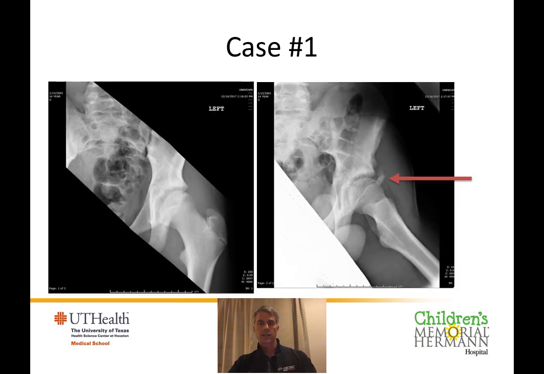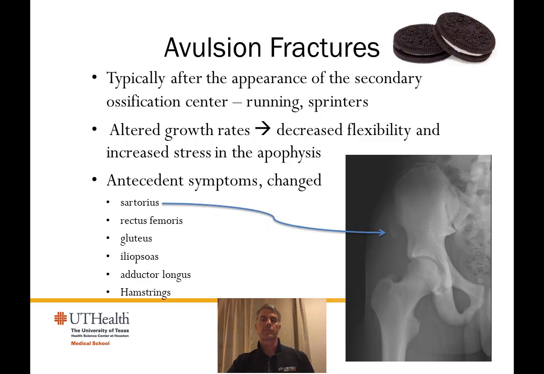A couple of x-rays here with an arrow for you, and there is a piece of bone, a fragment right there on the right image that you can see that's not in the correct spot, and it's known as an avulsion fracture. So I think of these in the growing athlete as an Oreo cookie with bone, and cartilage of the growth plate in between it. And it's typically after the appearance of the secondary ossification centers, and that's usually in adolescence. We see this a lot in runners and sprinters, especially when they build up their activities after prolonged rest.